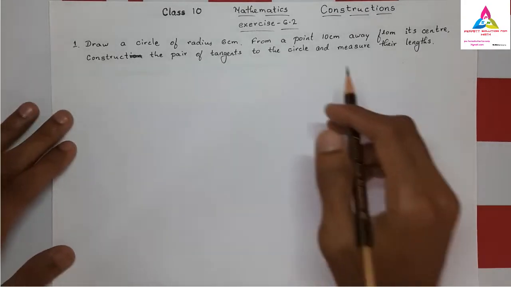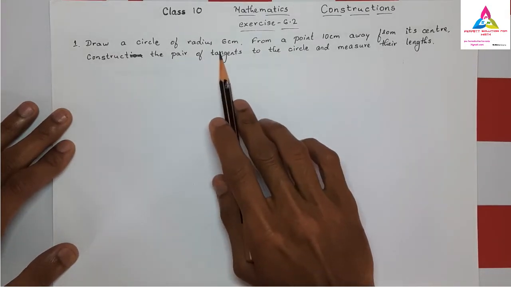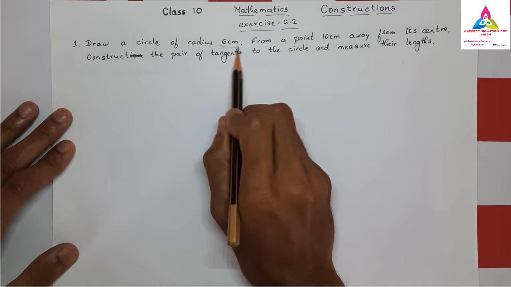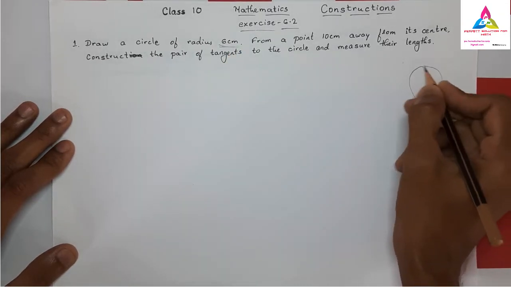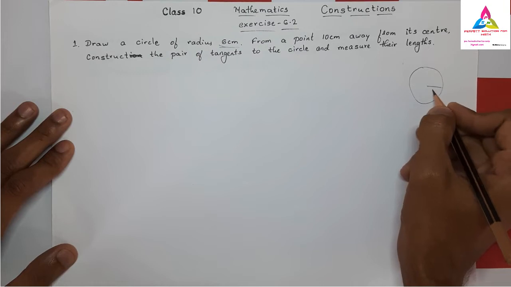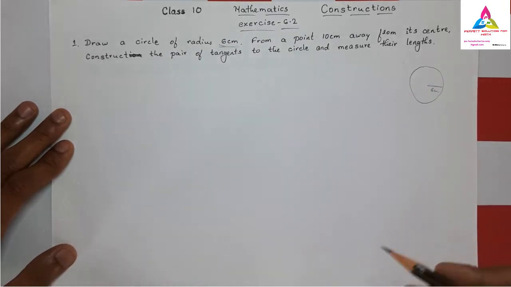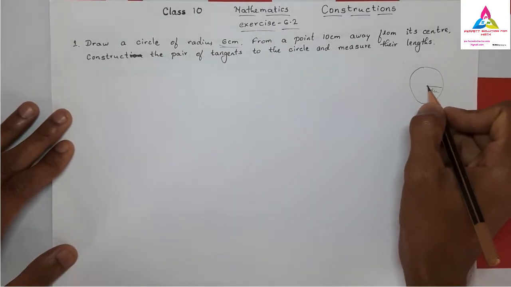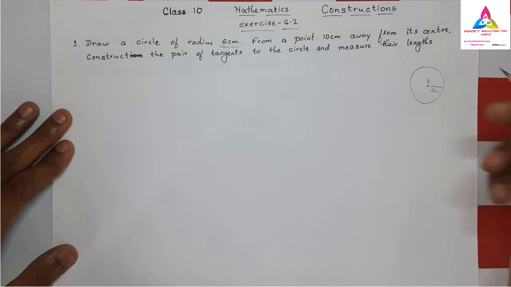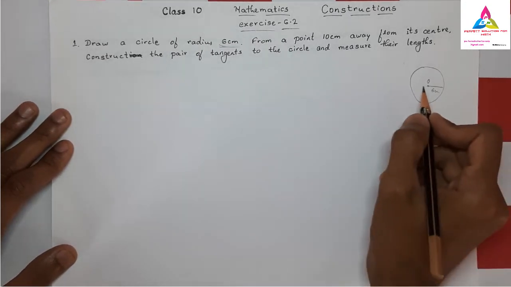According to the question, we have to draw a circle of radius 6 cm. So we will construct one circle in a rough diagram, with a radius of 6 cm. Next, they have given a point which is 10 cm away from its center. Means from the center, we have to take one external point, 10 cm away.